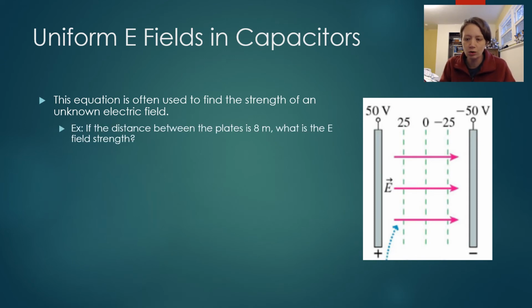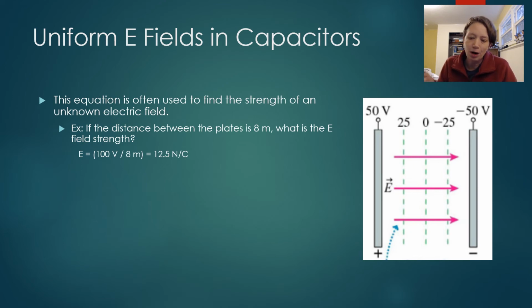But if we were told about our capacitor design, we knew that we had a capacitor with a plate spacing of 8 meters, and we knew that there was a 100 volt potential difference as shown in that diagram, you could calculate what the electric field strength for that capacitor would be. So you would just say E is equal to delta V, which is 100 volts, divided by the distance, which is 8 meters. So I have a uniform 12.5 newtons per coulomb electric field in the space between those plates.